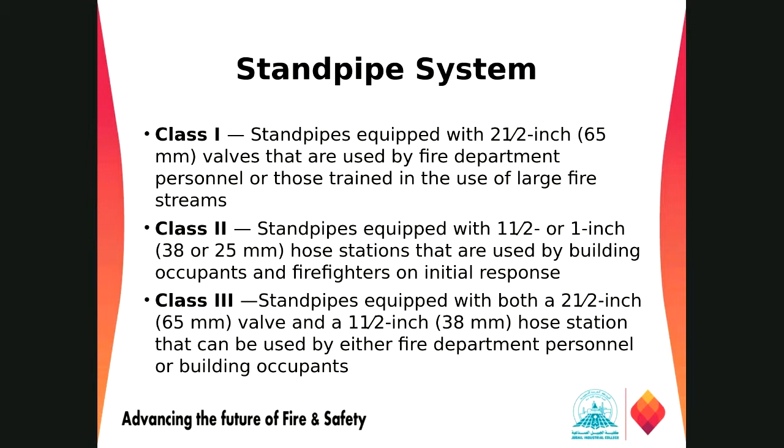Now moving on to the next one, we have the standpipe system. We know well that we have classifications for the standpipe system: class 1, class 2, and class 3. Those standpipe systems shall be installed as per NFPA 14. Class 1 has 2.5-inch connections. Class 2 has a 1.5-inch connection, and class 3 is the combination of 1.5-inch and 2.5-inch.